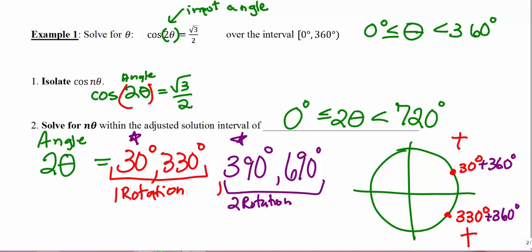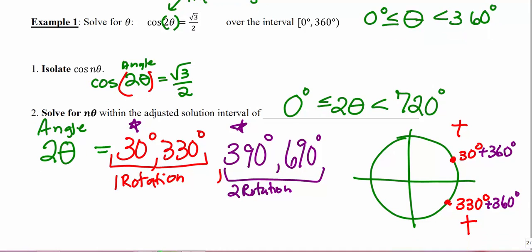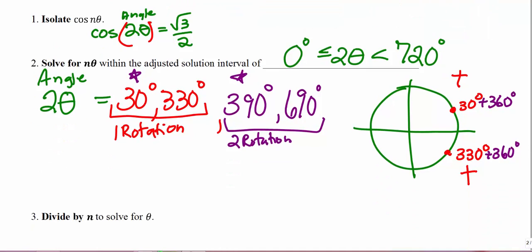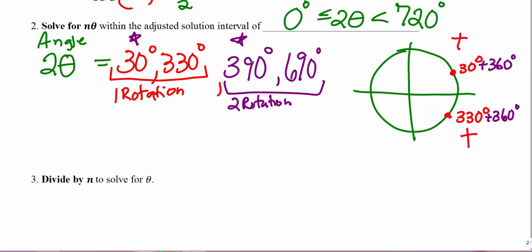So we have solved for 2 theta, but keep in mind that this is not actually what we want to solve for in the end. What we really want to know is what does theta have to be in order to make this a true statement.